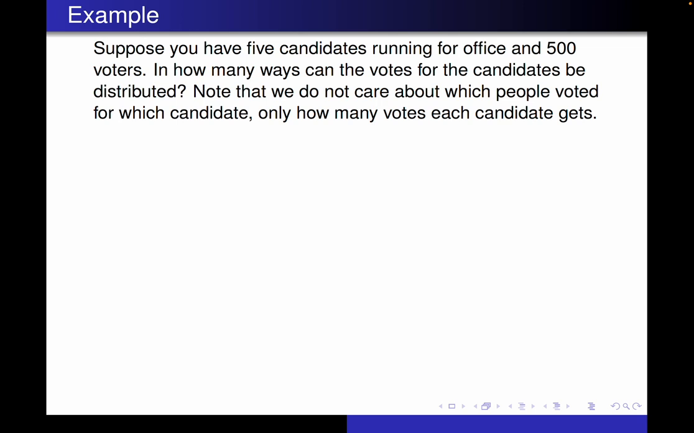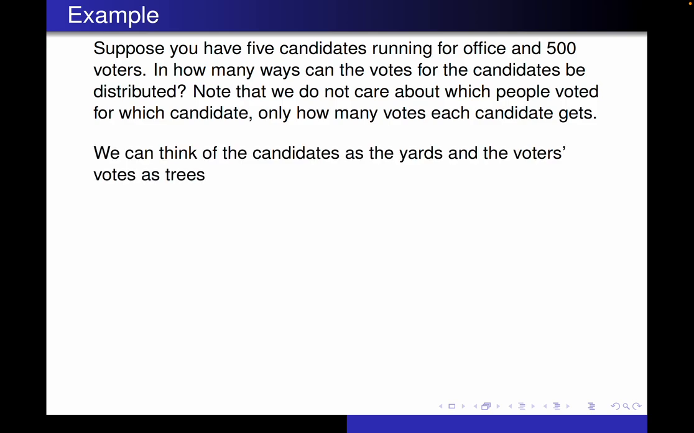So, for instance, if in one election 5 people vote for candidate A, and in the next election a different 5 people vote for candidate A, but still 5 votes, I'm going to count that as the same outcome. So it's just how many different vote totals for each candidate can you have in this election.